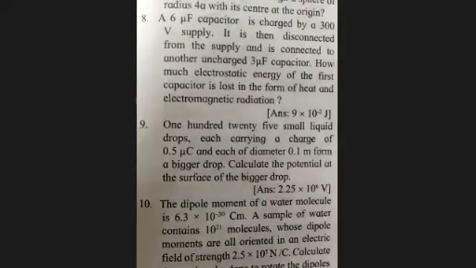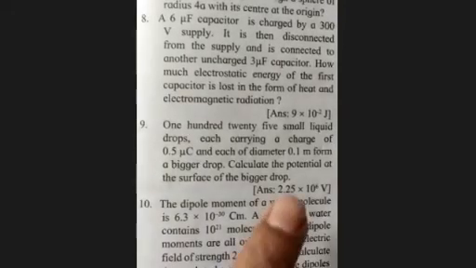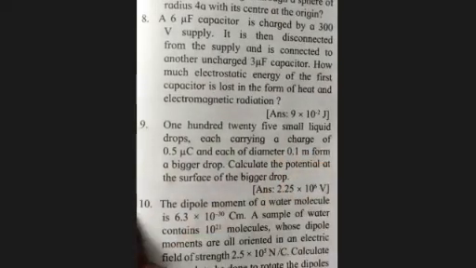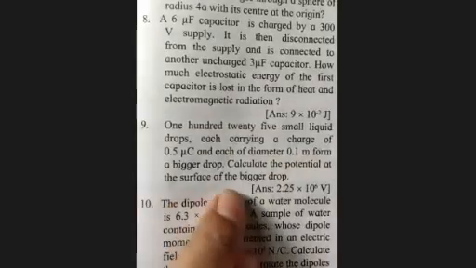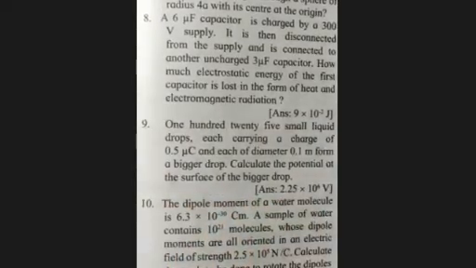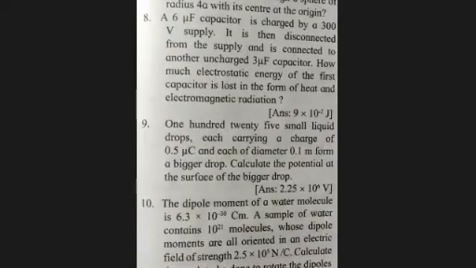So question number 9. 125 small liquid drops, each carrying a charge of 0.5 microcoulombs and each of diameter 0.1 meter, form a big drop. Calculate the potential at the surface of the biggest drop.